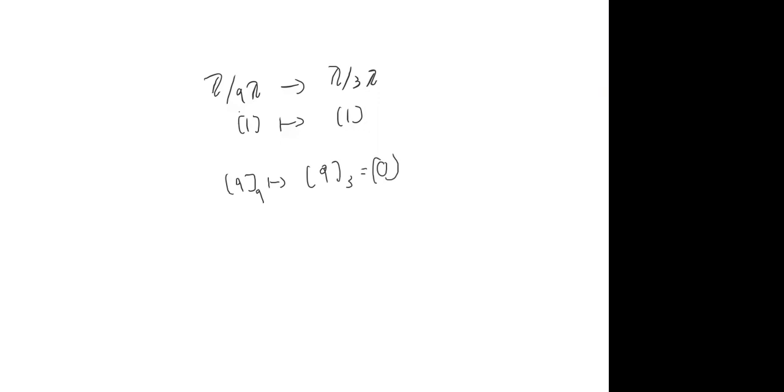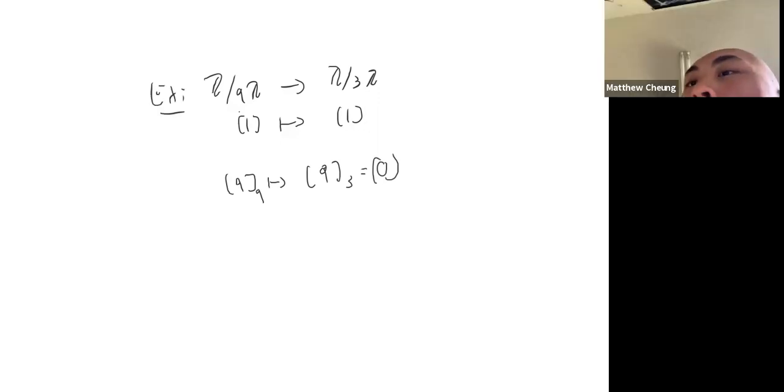Because 9 mod 9 goes to 9 mod 3, but 9 mod 3 is 0. So there are cases where it's well defined, but I prefer to give you one that's not, so you see it. So I swapped it.